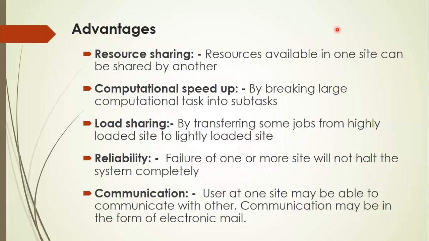Reliability. In a distributed system, several processors are connected to each other through different communication media. If one site fails, your system should not fail. Your system should not stop completely. The work allocated to that particular site can be reassigned to another site. So failure of one or more sites will not halt the system completely.